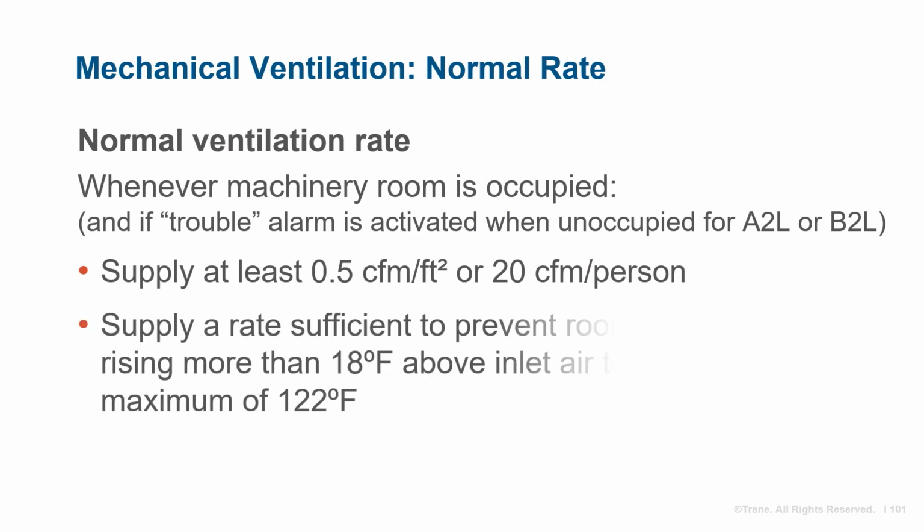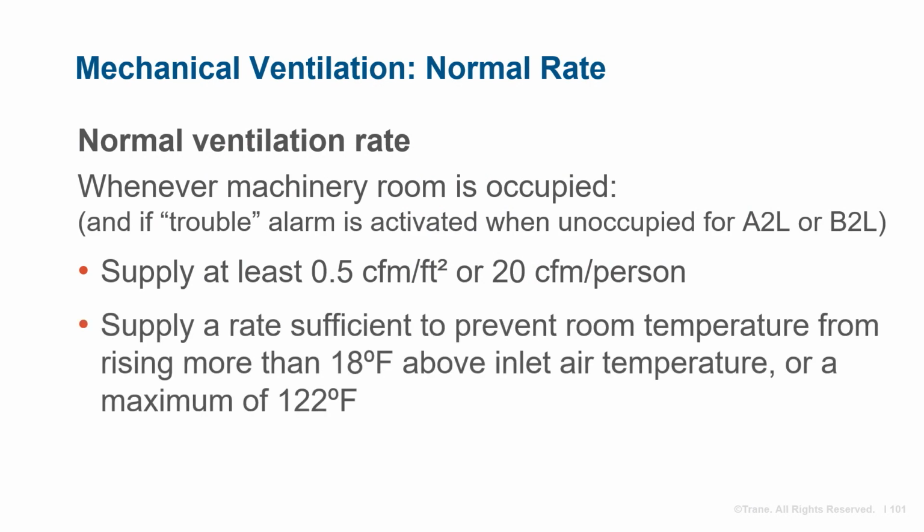A secondary requirement is that sufficient ventilation must be provided to prevent the machinery room temperature from rising more than 18 degrees above the inlet air temperature, or a maximum room temperature of 122 degrees. Now, in many cases, the half CFM per square foot should more than meet this secondary requirement. But if the machinery room has a lot of heat sources like large air-cooled motors, it may be necessary to increase the normal ventilation rate to comply with this room temperature limit.